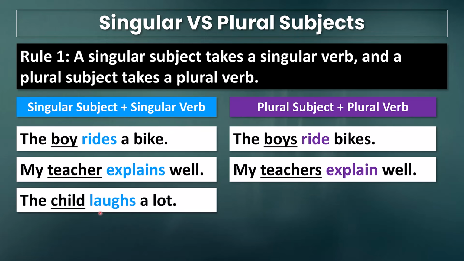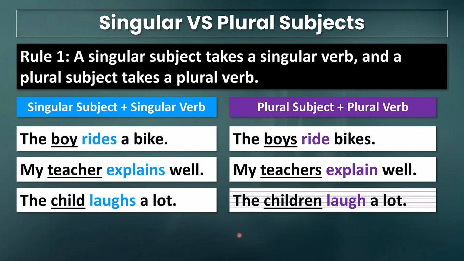The child laughs a lot. The children laugh a lot. Remember that while most plural nouns end in S, like boys, teachers, there are many exceptions. The plural form of child, for example, is children, or woman, women, man, men. So just watch out for any irregular plural nouns that don't end in S. But again, singular subjects take singular verbs, and plural subjects take plural verbs.